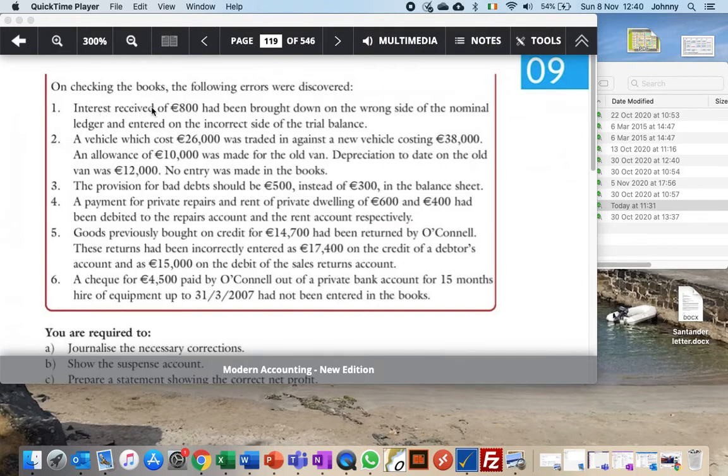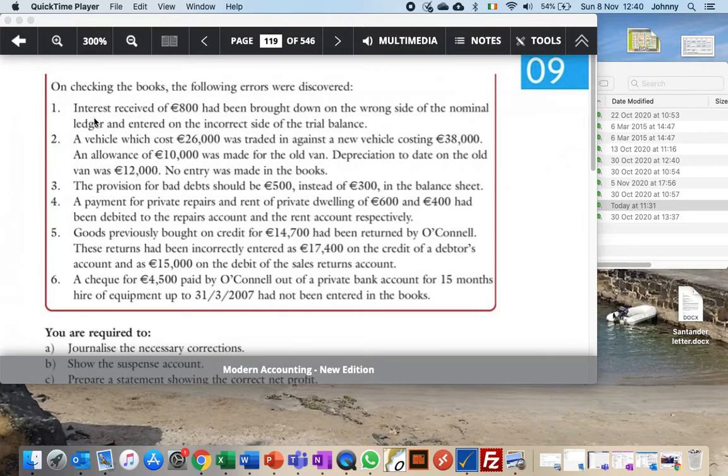So the first one, interest received 800, but on the wrong side of the nominal ledger, entered on the incorrect side of the trial balance. So that means the interest received account, I put the number on the wrong side. If you ever put something on the wrong side, what we do is put it on the right side and double it to change from the fact that something was put in as a minus. If you want to bring it in as a plus, you have to first cancel the minus. So we'll put 800 in for that first, and then we'll do the plus, the number that should have been put in. So we'll end up putting two 800s in.